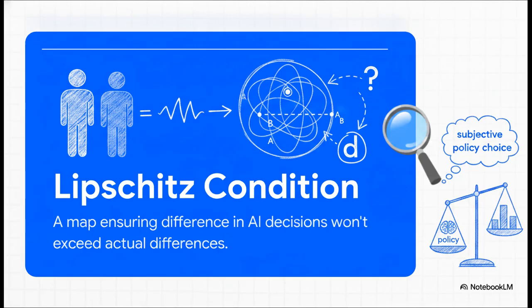You have to mathematically define a similarity metric, represented by the letter D. And who decides what exactly makes two people similar enough to deserve the exact same outcome? Is 5 years of experience at a startup similar to 3 years at a Fortune 500 company? Well, that brings us right back to a deeply subjective human policy choice, just masquerading as pure statistics.